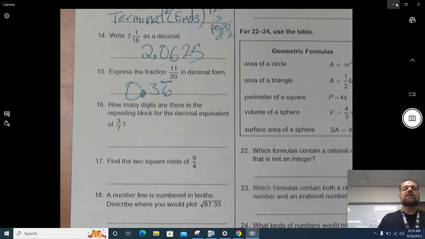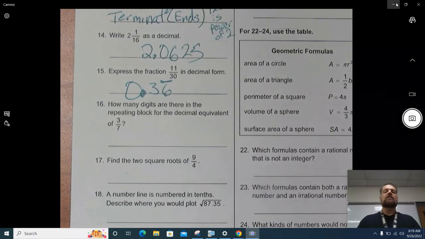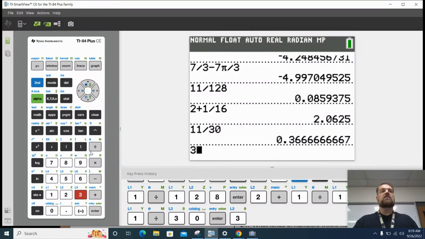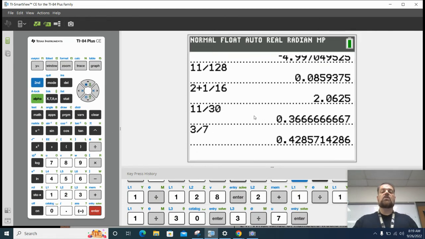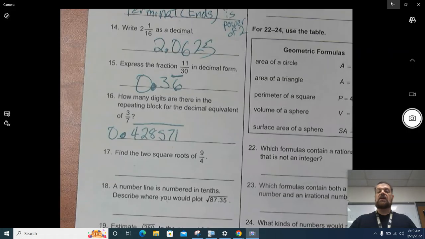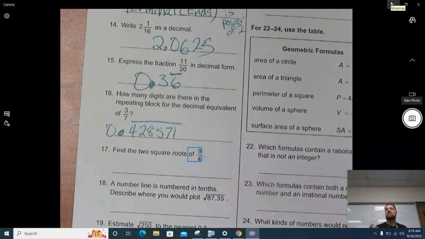Number 16, how many digits are there in the repeating block of the decimal equivalent of 3 over 7? So first we got to use the calculator. So we're going to say 3 divided by 7. So here's the thing. I've got 0.42851, and then the pattern repeats, right? You don't round it. I mean, the calculator did, but this is what repeats.